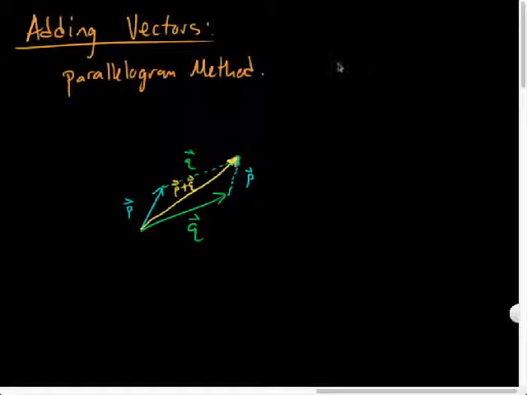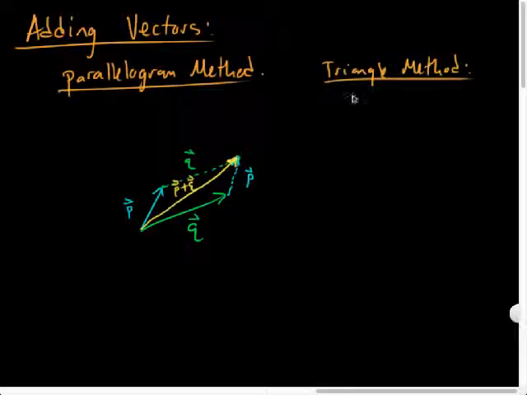The other method is called the triangle method. All right, which is also sometimes referred to as tip to tail.